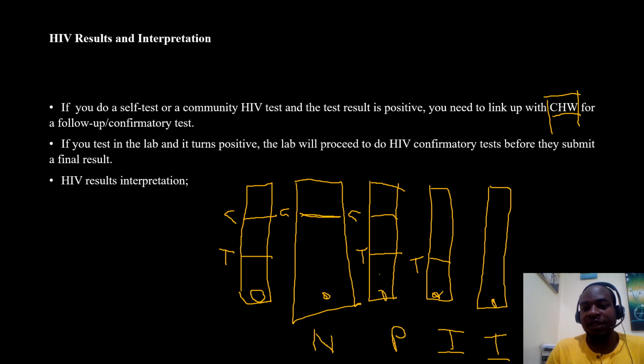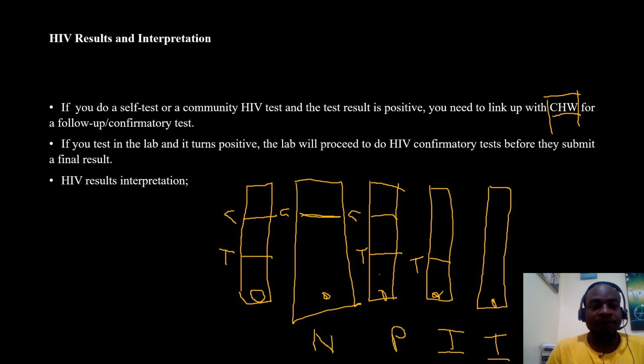Because remember, these kits can still give you a false positive result. If the kit can give you a false positive result, that means it can also give you a false negative result. So in case you do an HIV test and you are sexually active, you need to confirm that. That's why in a year you need to do HIV testing like two to three times a year.